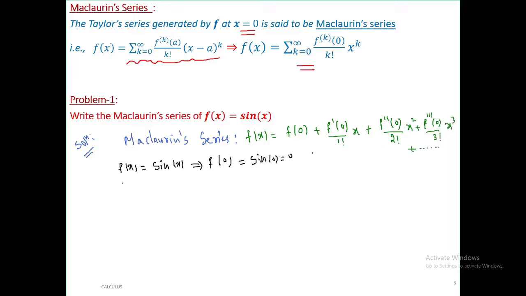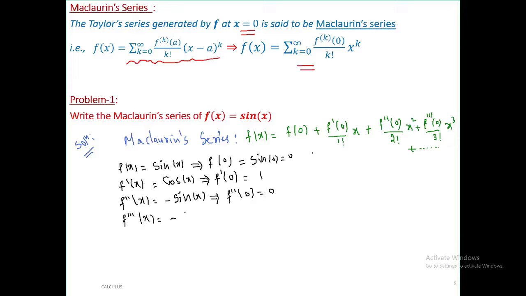Next, f dash of x you find out. First derivative of f, which is cos x. Sin x's derivative is cos x. Now f dash at 0, that means cos of 0. How much? 1. Next f double dash of x is minus sin x, one more time derivative, right? So f double dash at 0 is minus sin 0, which is 0. Next f triple dash of x is minus cos x. What is f triple dash at 0? Minus cos 0, minus 1, right?